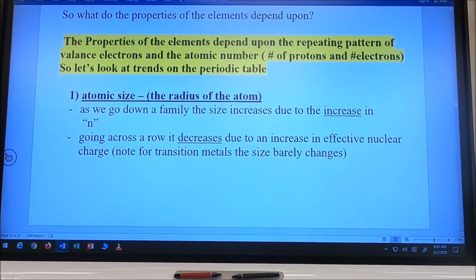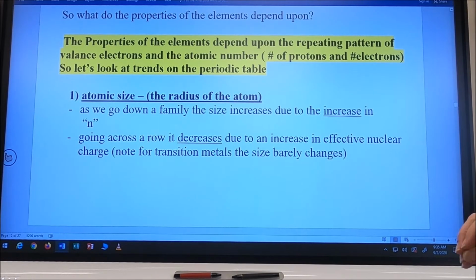So as we're going down a family, as the n value increases, so if I go from the first shell, the second shell, third shell, fourth shell, the atomic radii increase. So going down a family, as we go down a family, the atoms get larger. That means that a lithium atom is bigger than a hydrogen atom, and a sodium atom is bigger than a lithium atom. As we go across a row from left to right, as we would read, we see a decrease in size because the effective nuclear charge goes up.